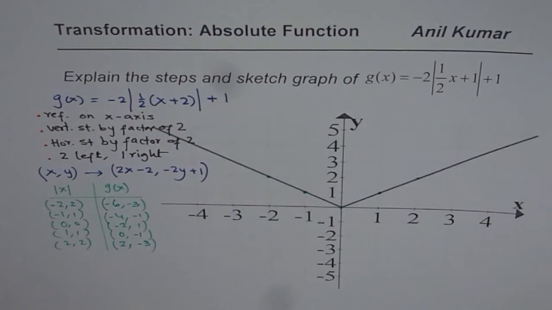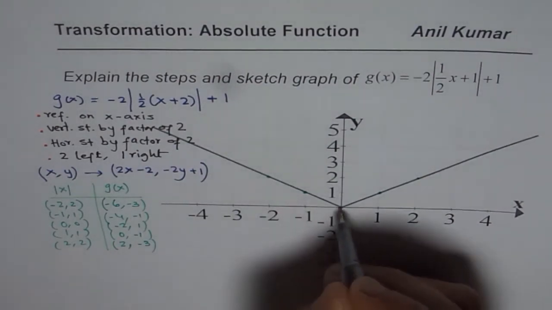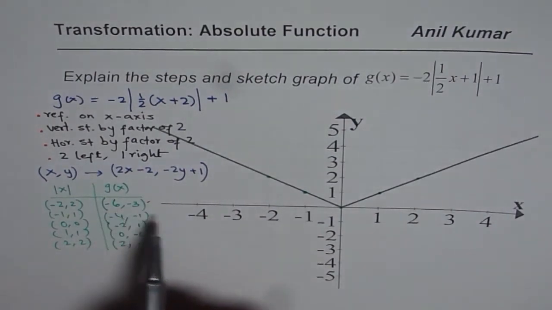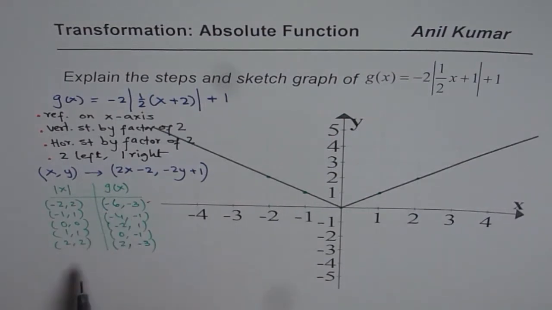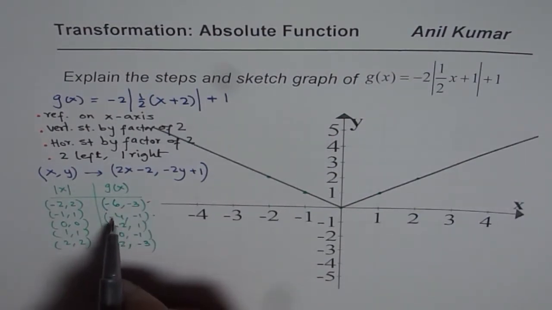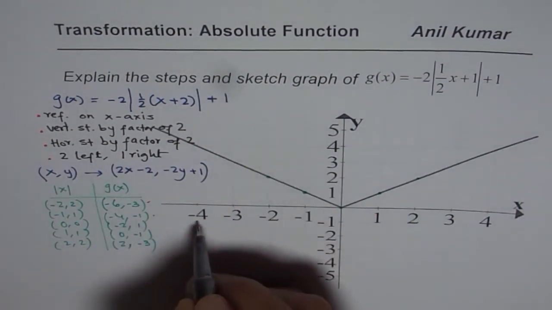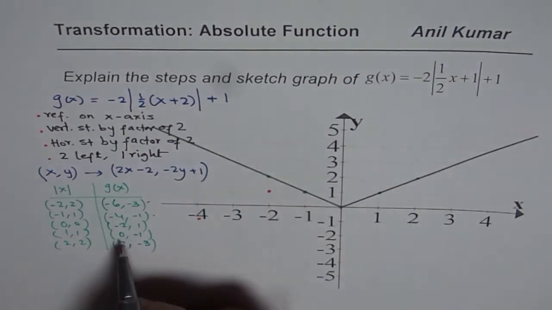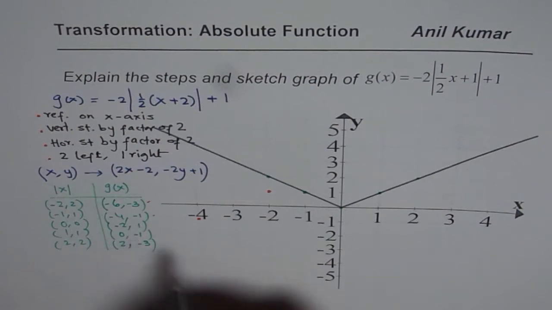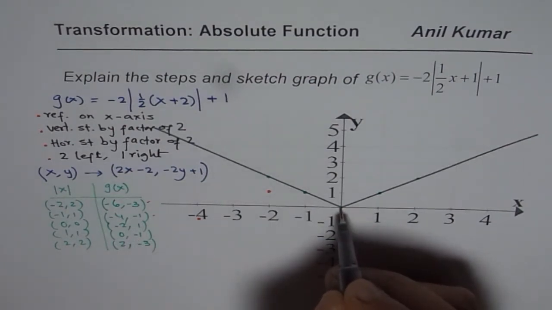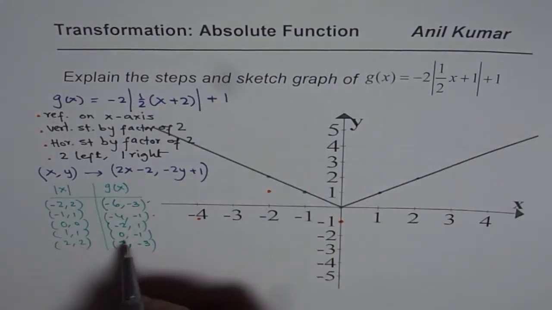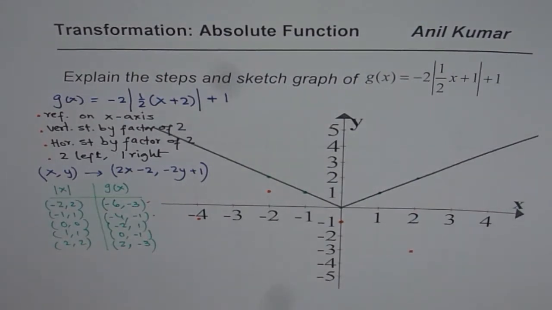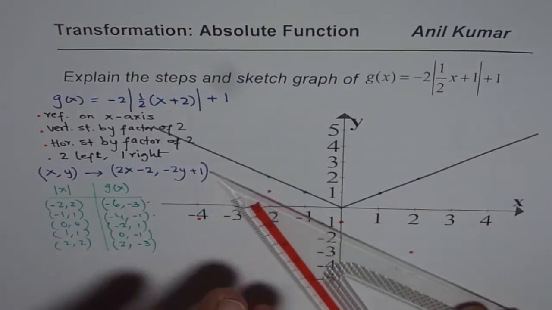Let me use another ink to sketch the final graph. Let's start from here. Since we do not have minus 6 on this grid, I'm avoiding this point for the time being, but we'll go with the second point, which is minus 4, minus 1. So minus 4, minus 1 is right there. Minus 2, 1 is this point. Then 0, minus 1 is that point. And then we have 2, minus 3. So these are the points which should be there on the transformed function. Let us join them.